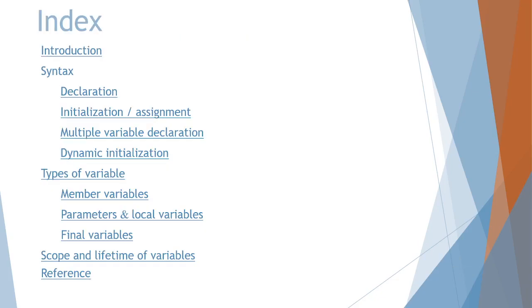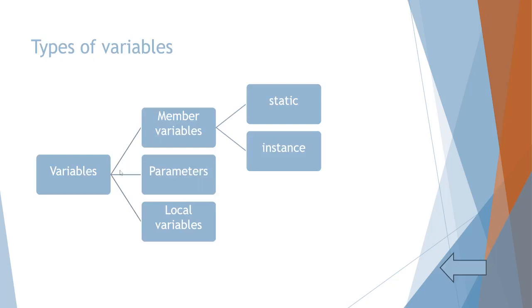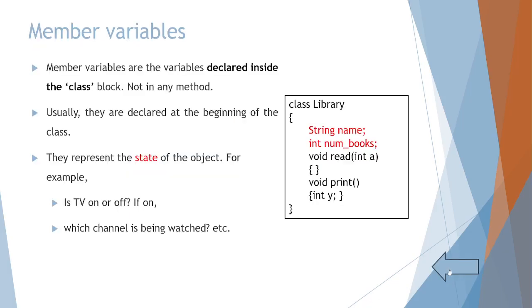Now, types of variables. There are 3 types of variables: member variables, parameters, local variables. Member variables, again, 2 types: static, instance. So how many types of variables? Member variables, parameters, and local variables. Static, instance.